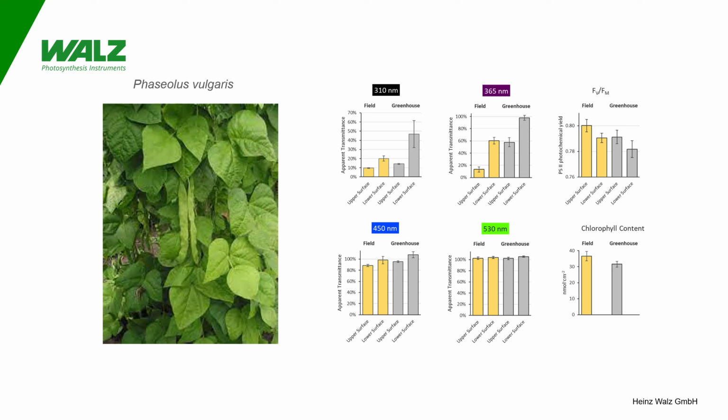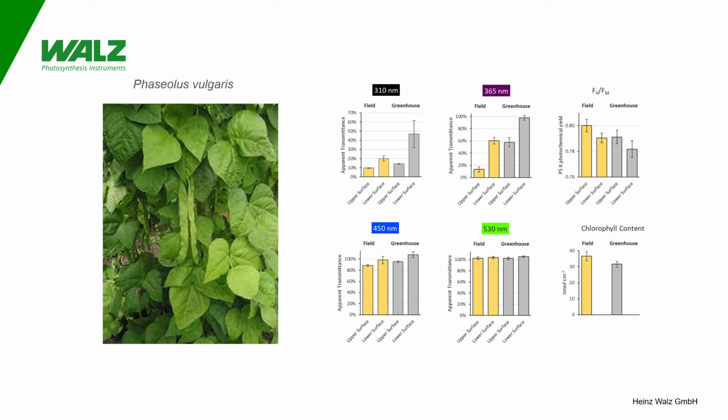The common bean is green, and as expected, there is almost no screening of green light, and also little screening of blue light, although the percentage screening is somewhat higher in the field than in the greenhouse. Field-grown plants show a stronger screening of UVB and UVA than greenhouse-grown plants, and especially with respect to UVA, there is a considerable difference between the top and the bottom sides of the leaves.